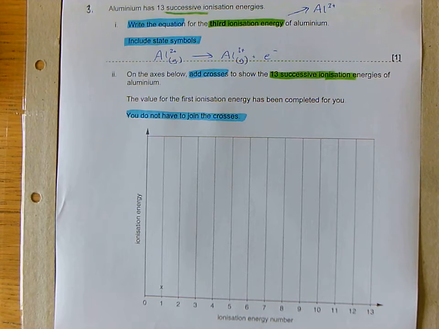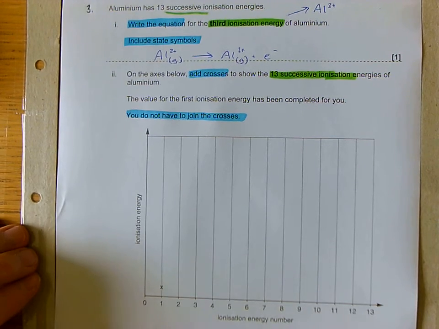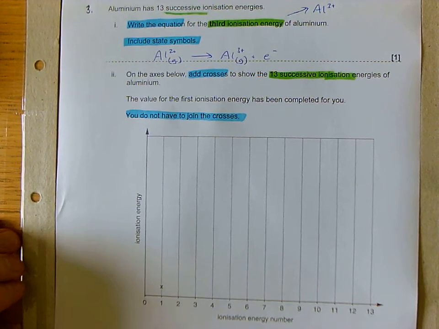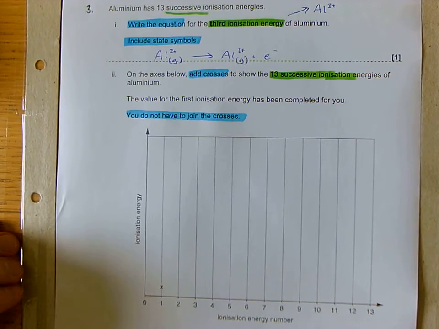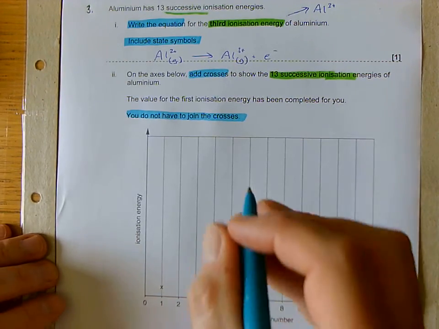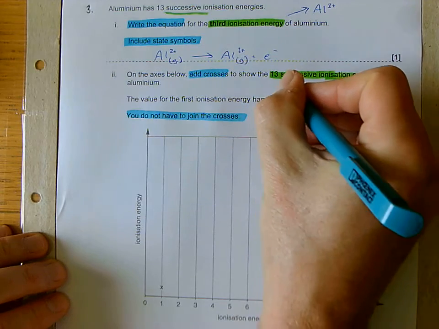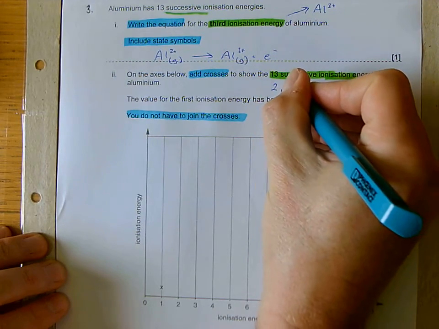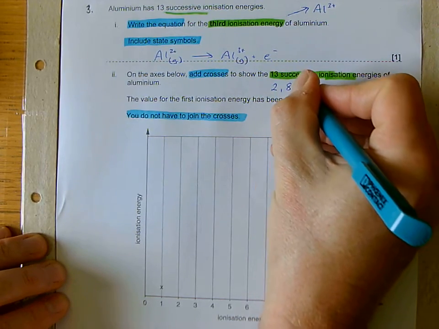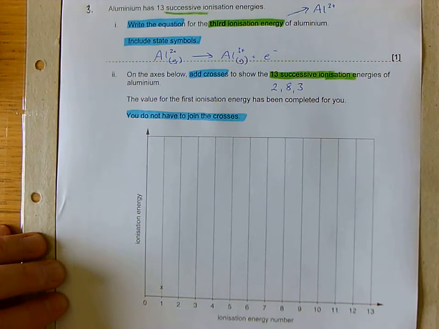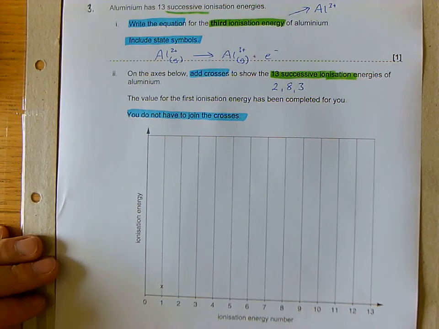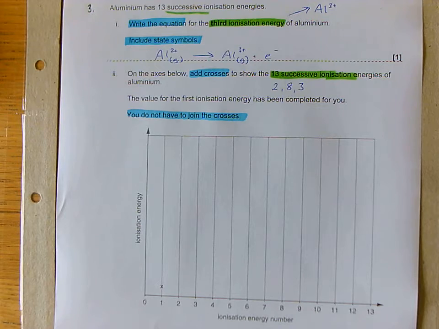Okay, moving on to the second bit. To do this, we need to be clear on the electronic structure of aluminium. So it's got 13 electrons, so its electronic structure will be 2 in the first shell, 8 in the second shell, and 3 in the third shell. And that gives us some clues as to how much energy is going to be needed to remove each of these electrons.